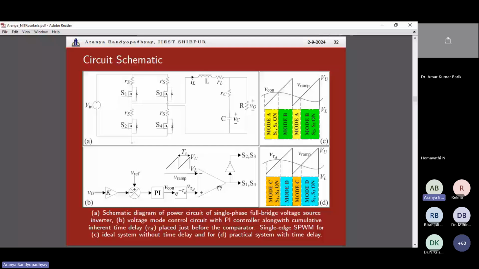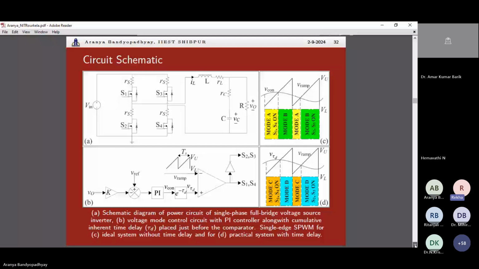So we are going to incorporate our inherent time delay module, which is nothing but e to the power minus tau d, to account for the inherent time delay arising out of each of the integrated circuit chips at this point. Then we see how the inherent time delay affects the stability analysis of the system.